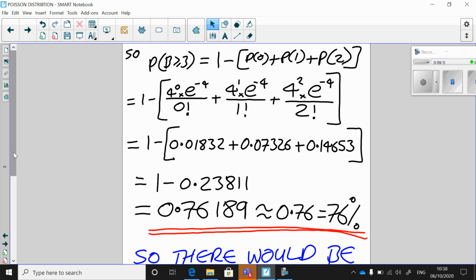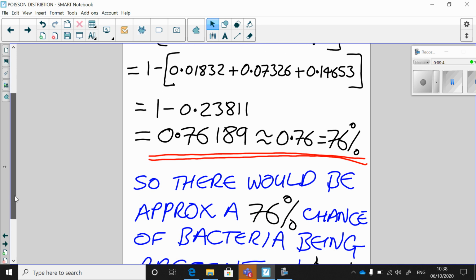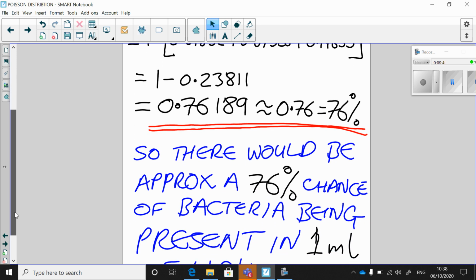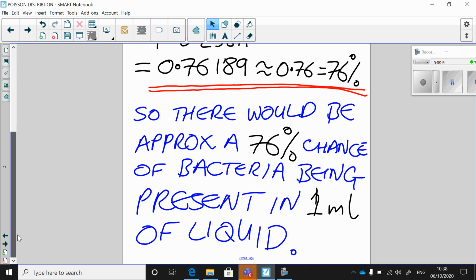We can't always fit it in the one page. The more you write, the more the page just elongates itself. So there would be approximately a 76% chance of, I should have put in 3 or more there, but I'm actually saying it to you now, approximate chance of 3 or more bacteria being present in 1 milliliter of liquid.